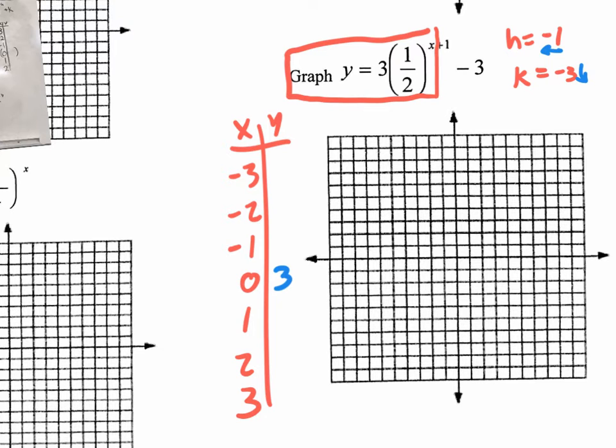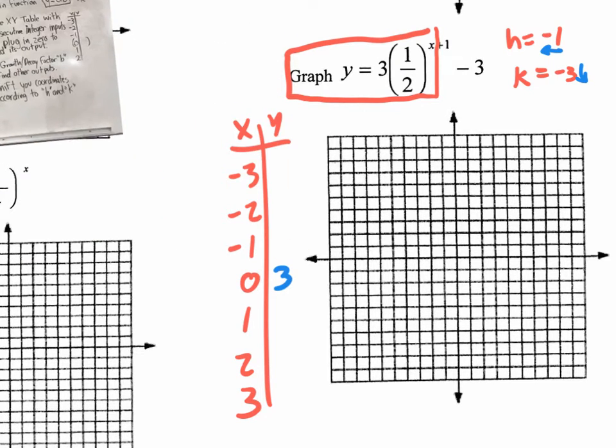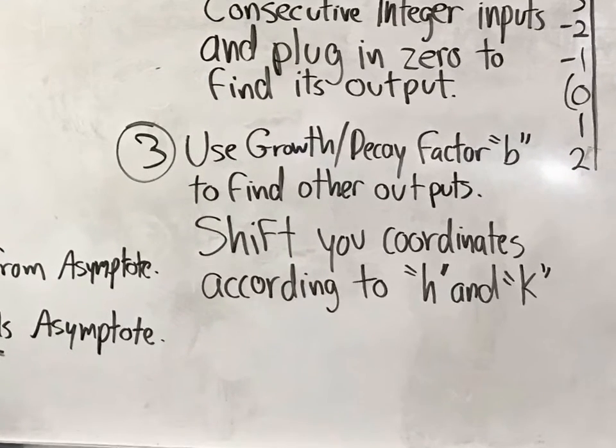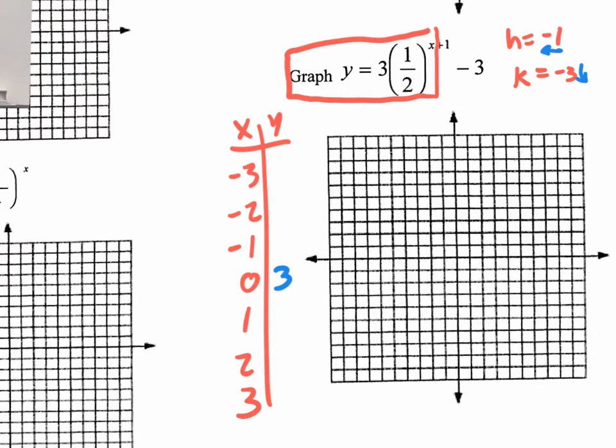Now, what does it say in our notes after that? So far, those 2 steps have been ridiculously easy, right? Let's look at the rest of the notes here. Number 3, use the growth or the decay factor b to find other outputs and then shift your coordinates according to h and k. So let's use the growth or the decay factor. First of all, is this a growth or a decay? It's a decay. How do I know that? Because it's 1/2. It's less than 1.